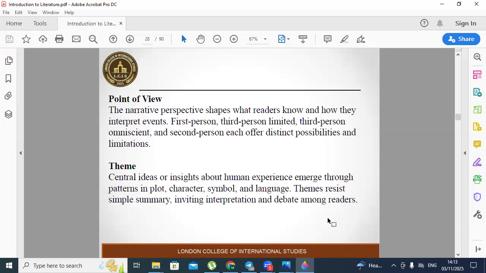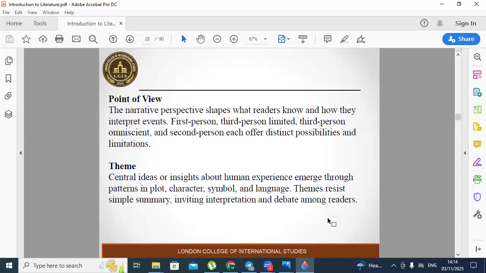First person narration, using "I," provides intimate access to one character's thoughts and feelings, but limits us to their perspective. We see only what they see, know only what they know. Third person limited follows one character closely using "he" or "she," but maintains some distance. We are not inside their head as completely as with first person, but we still see primarily through their eyes.